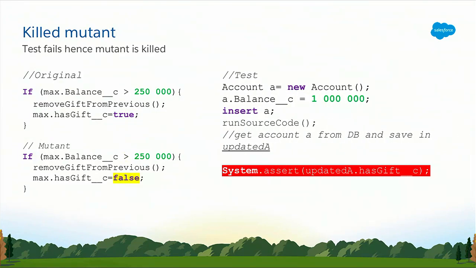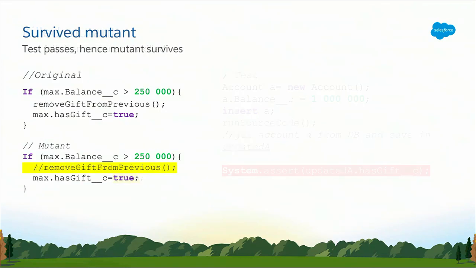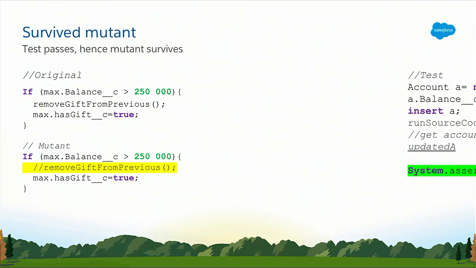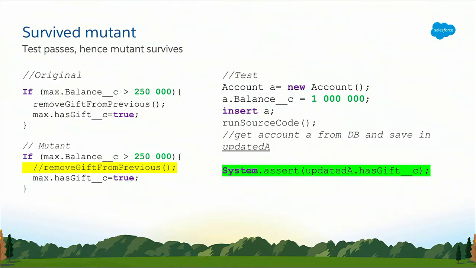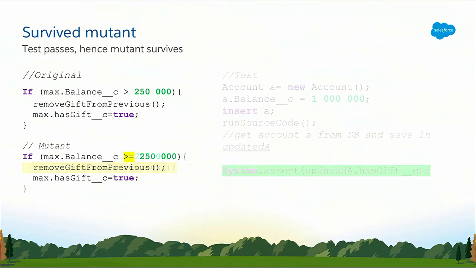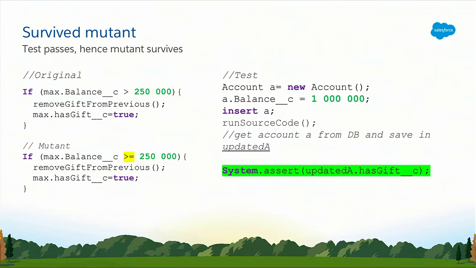A killed mutant would also be generated by changing true into false. But sometimes, like when I remove this statement call, the test will pass. We say that the mutant survived, and this is when we have a problem, because the test is not capable of finding such bugs. Another survived mutant would be changing bigger than to bigger than or equal.